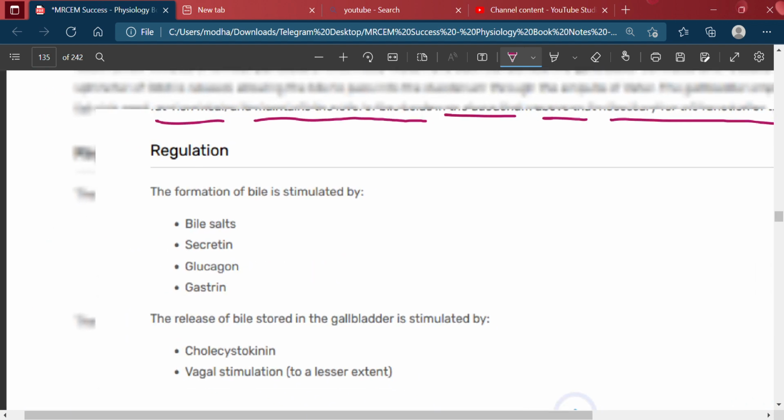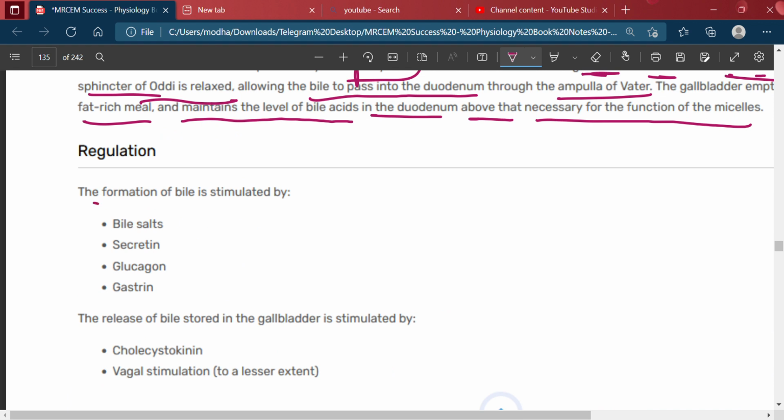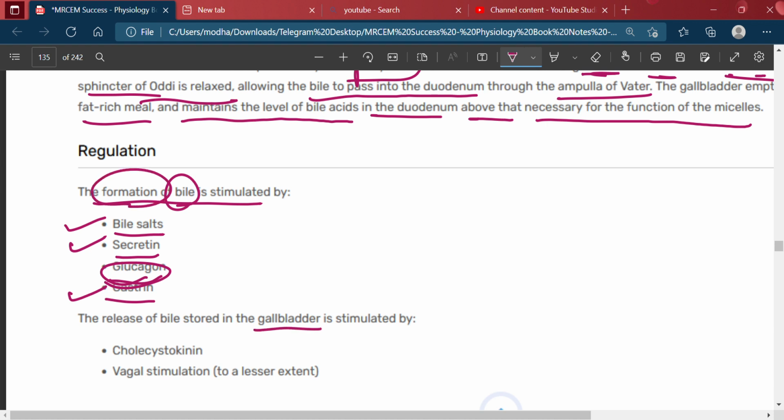Now, regulation. The formation of bile is stimulated by bile salt, secretin, glucagon, and gastrin. This is the formation of the bile, and this is the release of the bile.